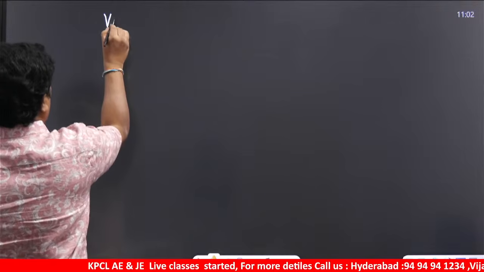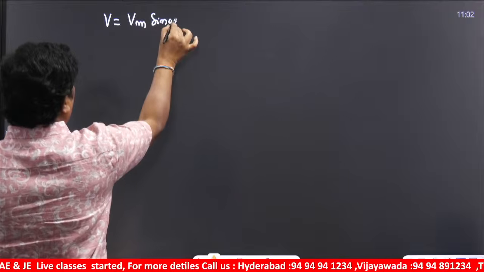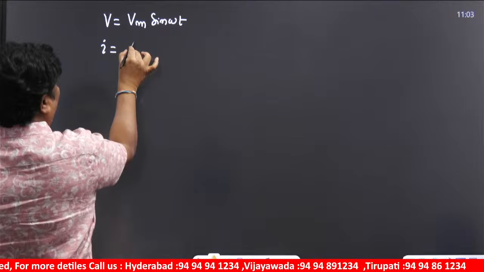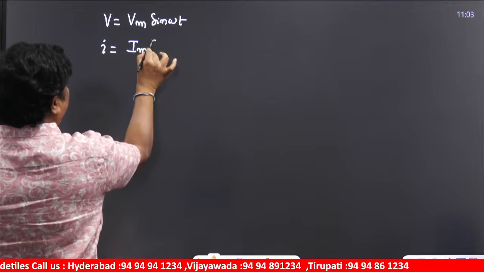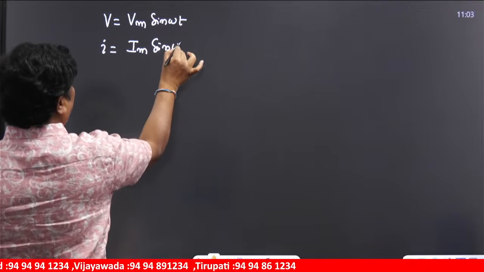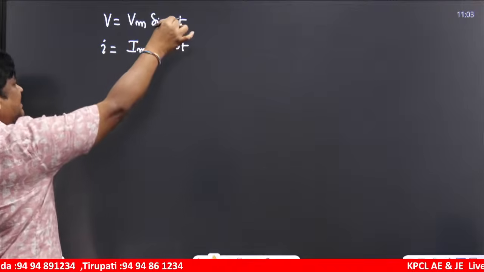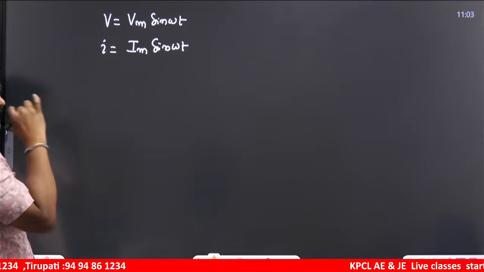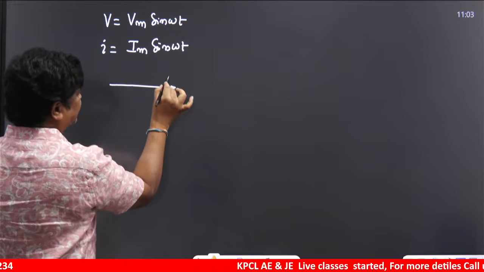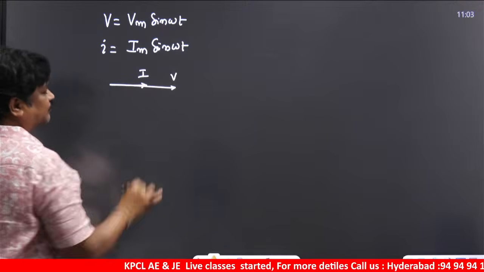Voltage V is equal to Vm sin omega t. Current I is equal to Im sin omega t. So what is the angle between this voltage and current? Voltage and current, 0 degrees. Your voltage is here, current is also here. They are in phase.